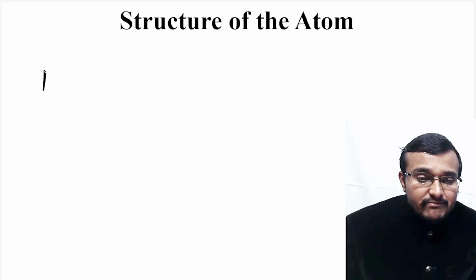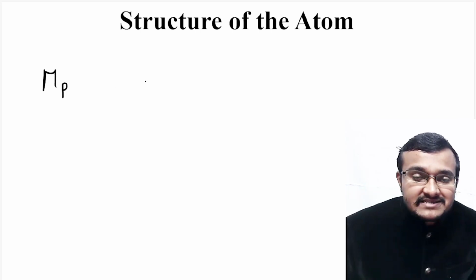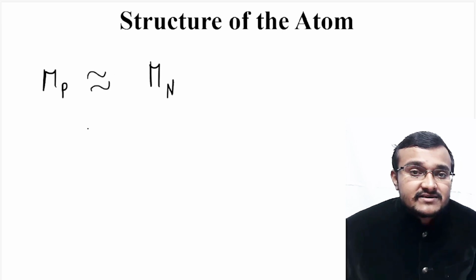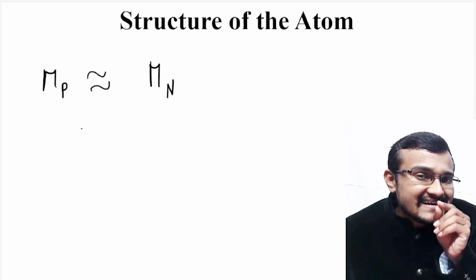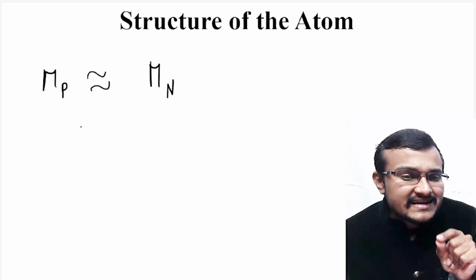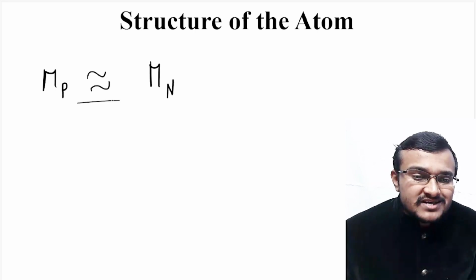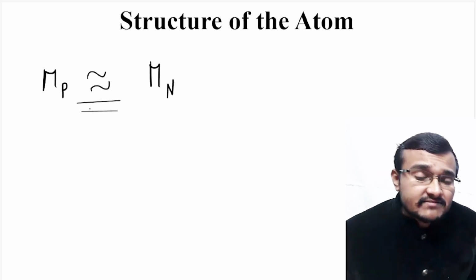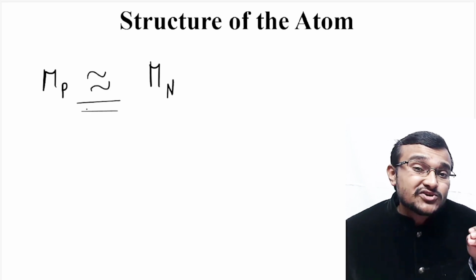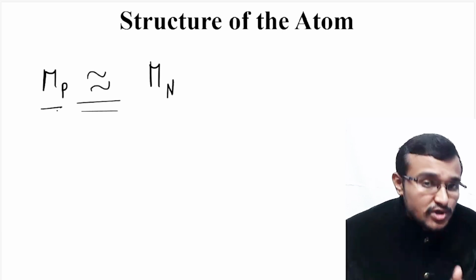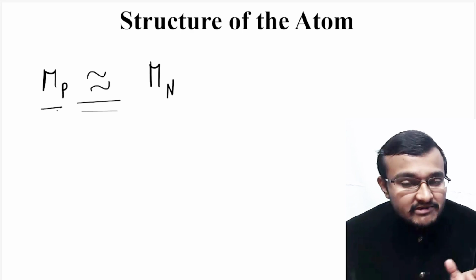And when you compare mass of proton, let's say Mp as mass of proton and Mn as mass of neutron, the mass of proton is comparable with the mass of neutron. Neutron is slightly heavier than proton. So the mass of neutron is slightly greater than the mass of proton, which can almost be considered as equal mass. When the mass of proton is compared with the mass of electron, the mass of electron is about 2000 times less than the mass of proton. But when we compare the mass of proton with the mass of neutron, they are almost comparable with each other.